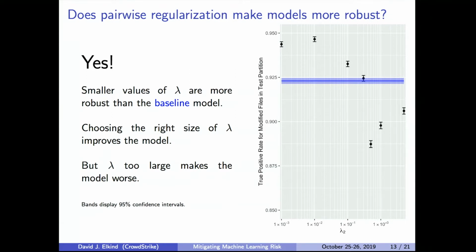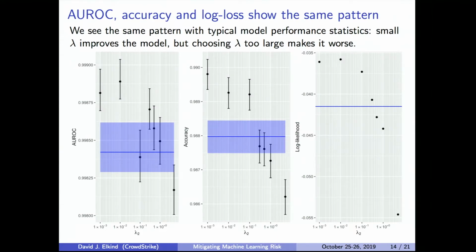At some levels of penalization, smaller values of penalization, it turns out that the model is much more robust because there is a higher true positive rate. We're missing fewer files in our test set compared to the baseline model shown in blue. But if you set lambda too large, you'd end up making the model worse. Why does that happen? Well, it's the same reason that every other model gets worse when you apply too much regularization, right? You're making the model not able to fit the data well.